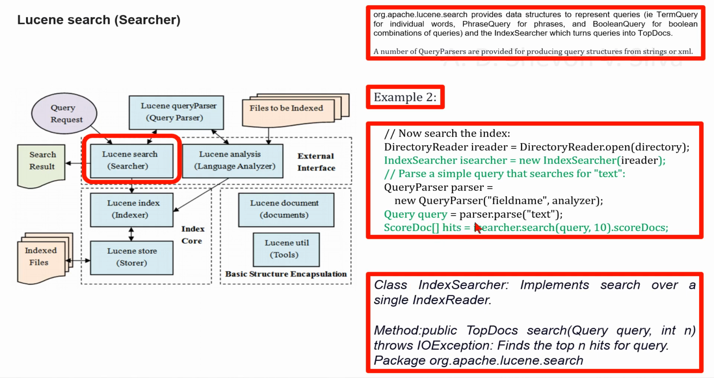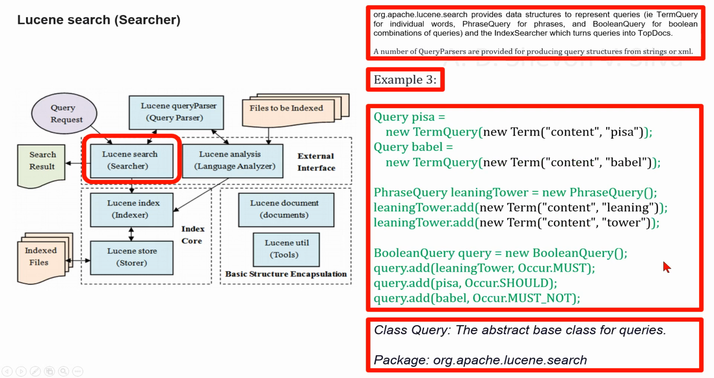Here the Query is the abstract base class for queries. In this code you can see we now search the index here. And here we pass a simple query that searches for text. We can consider this code segment for example 3, and here you can see the class Query, the abstract base class for queries, and this class is in package org.apache.lucene.search.